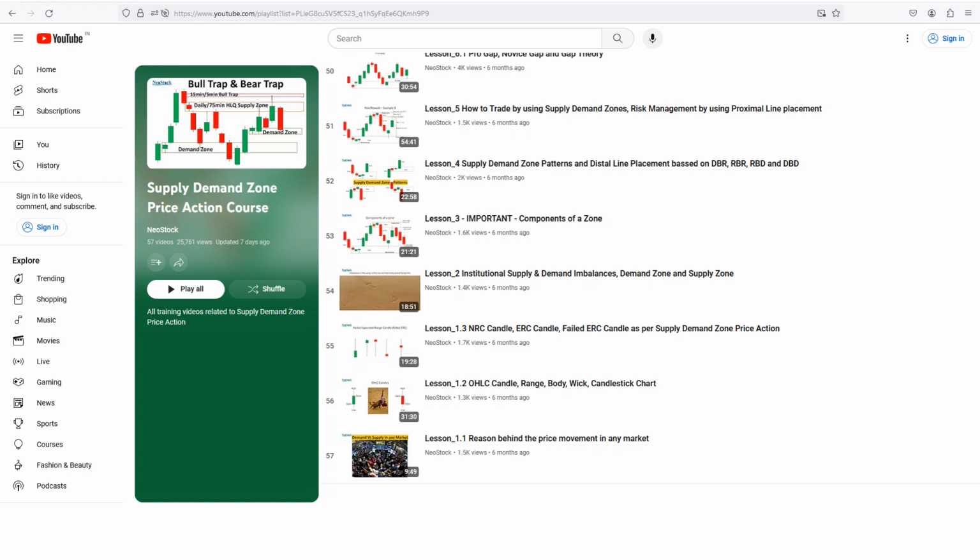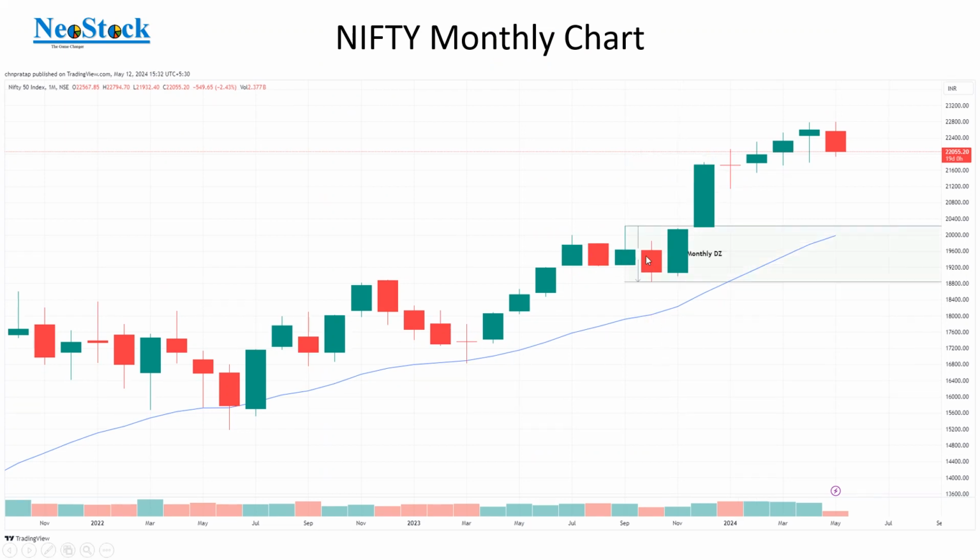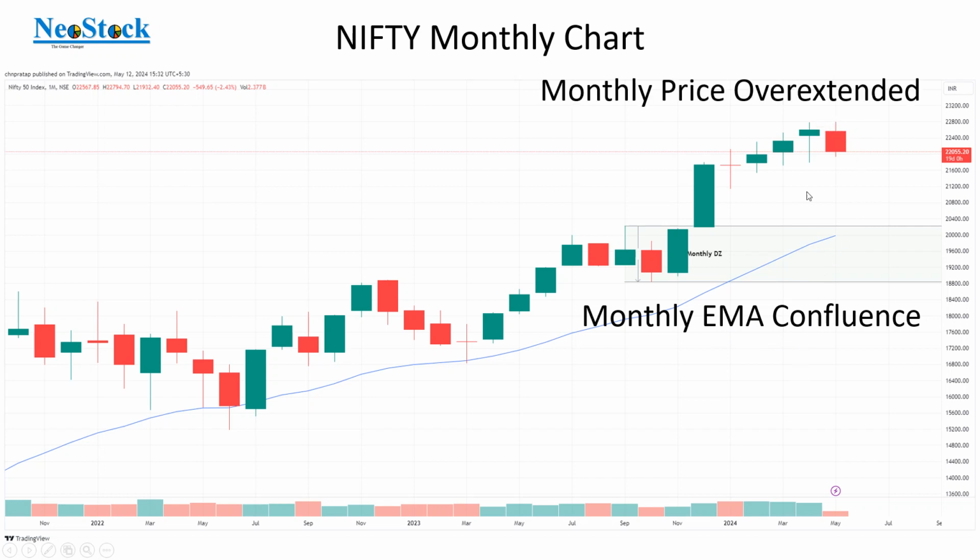Now let's get into the analysis discussion. This is the NIFTY monthly chart, and here you have a monthly demand zone. This is what we have drawn: a drop base and a rally candle. This monthly demand zone has monthly EMA confluence, and it also has price over-extension, with monthly price over-extended compared to the monthly demand zone.